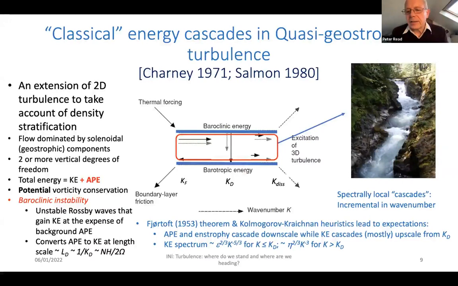It's the potential entropy, which contains contributions from both baroclinic and barotropic contributions, but the inverse cascade is primarily in the barotropic mode, as far as I understand it. Okay, thank you. Okay, thanks.